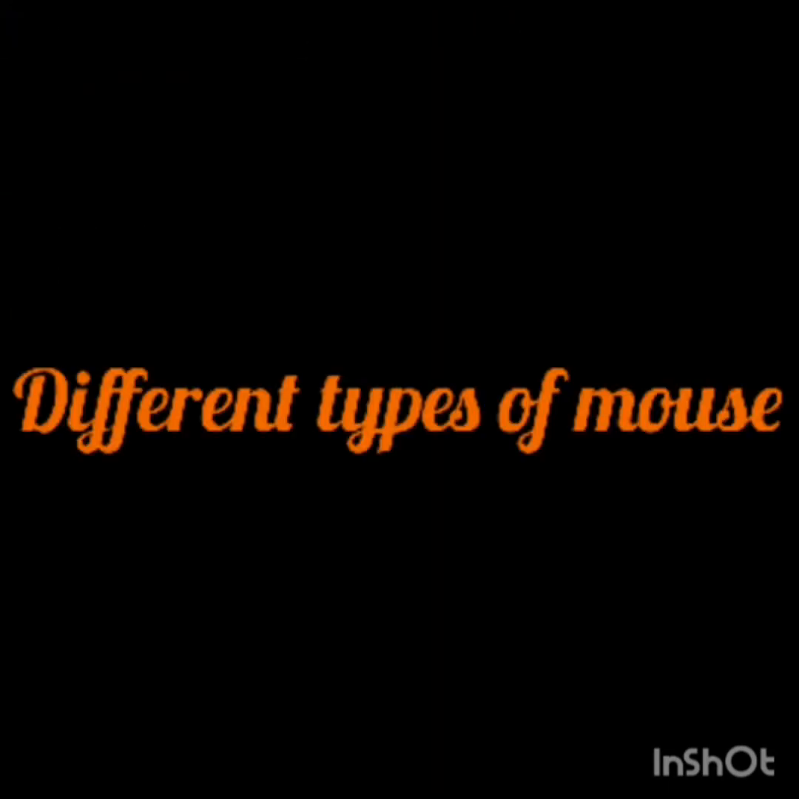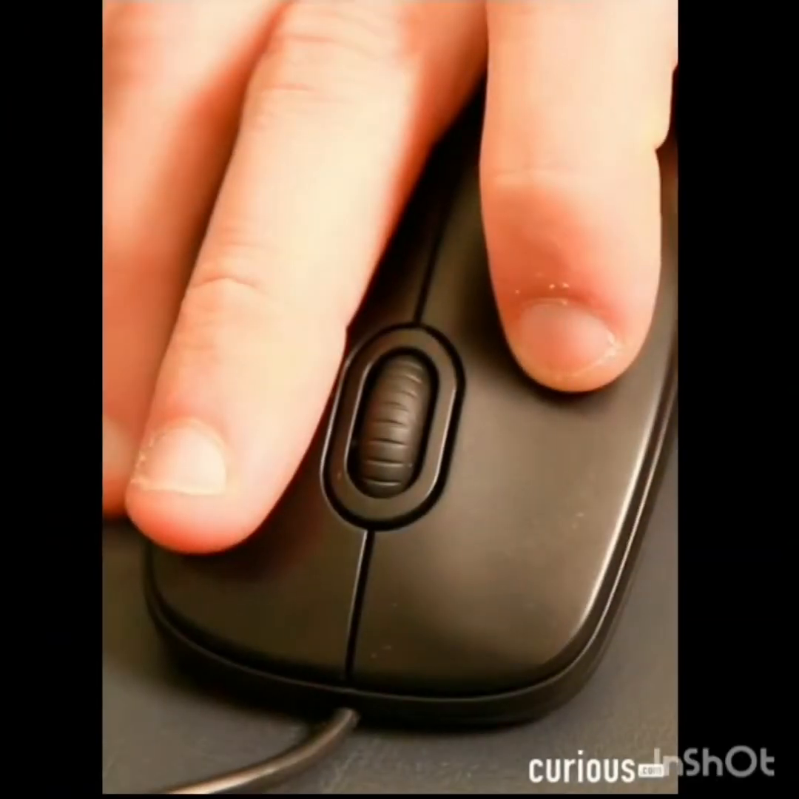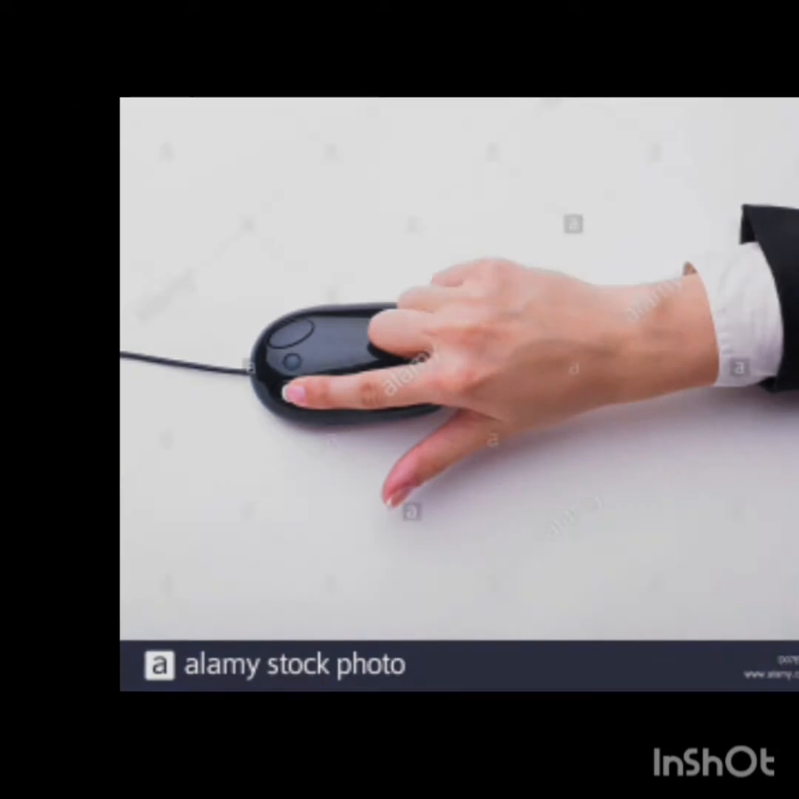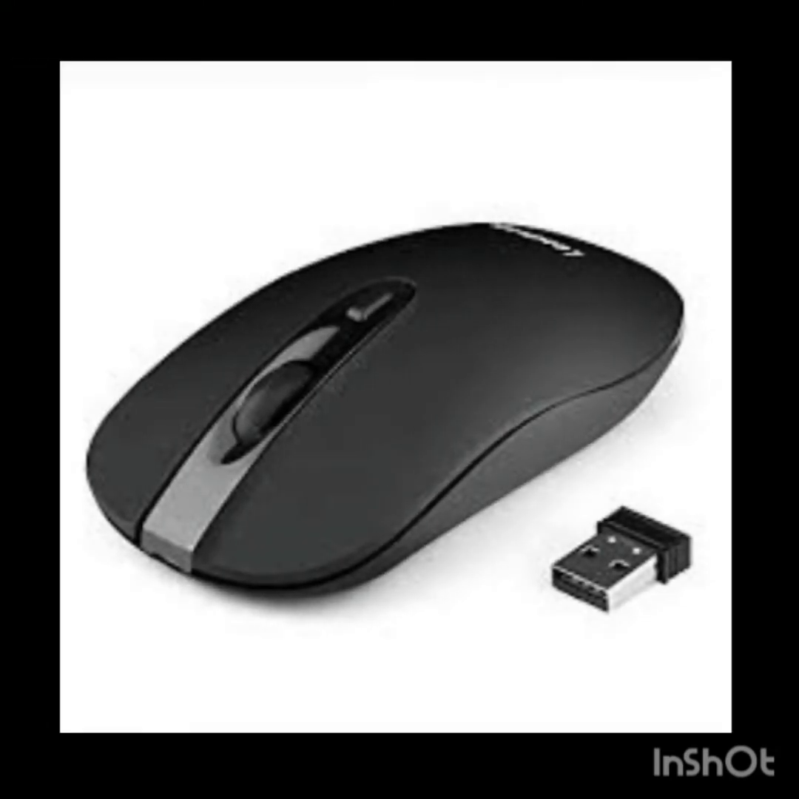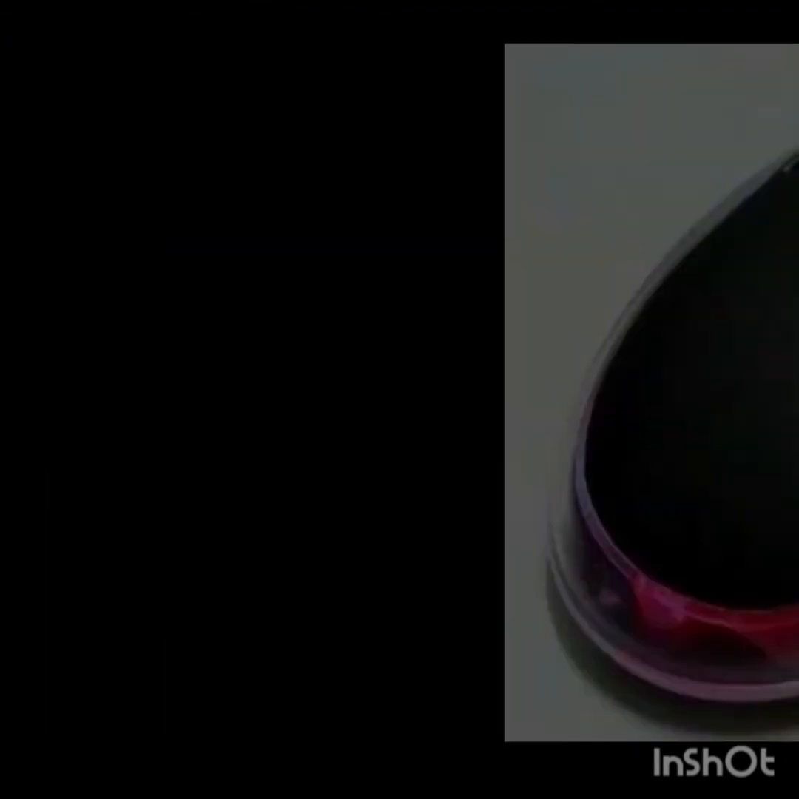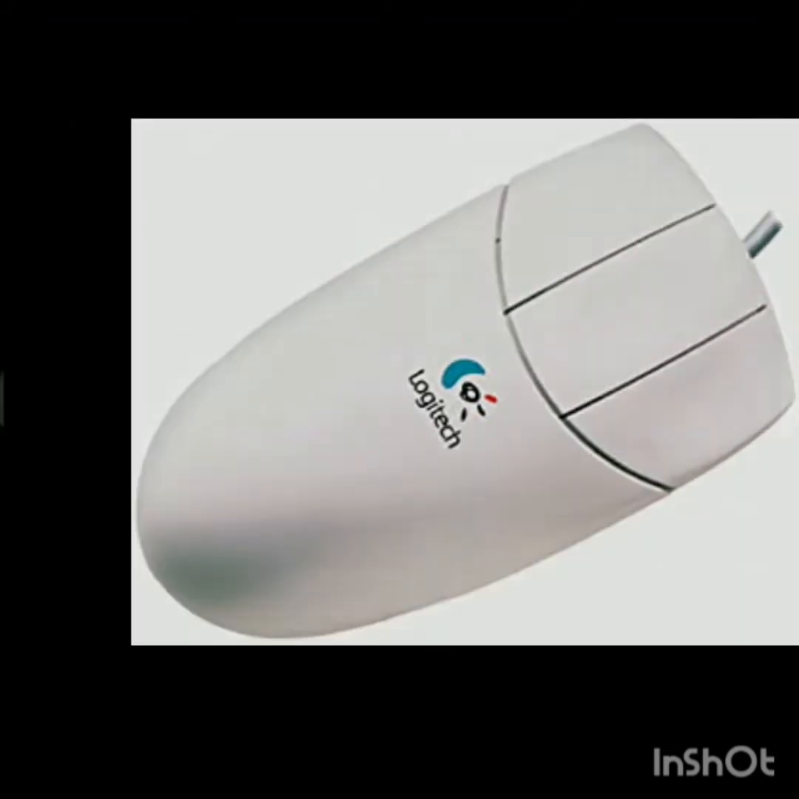Next, different types of mouse. First, mouse with 2 buttons. Second, mouse with scroll bar. Third, mouse with single click. Fourth, cordless mouse. Fifth, optical mouse. And sixth, mouse with 3 buttons. So students, we will learn how a mouse is operated.